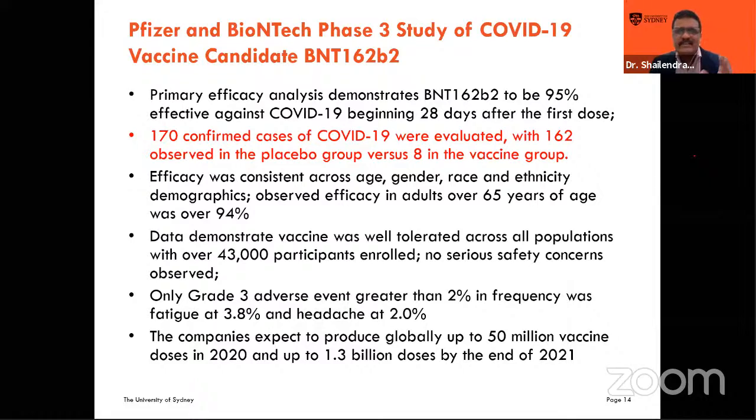Looking at that, it's efficacious also in people who are 65 years and above. So it's similar efficacy for those who are more than 65. A significant number of people, 43,000 participants, and a very low side effect profile, which is very helpful, considering this is a new category of vaccination that we've never used before. But they have the capacity for about 1.3 billion by next year.